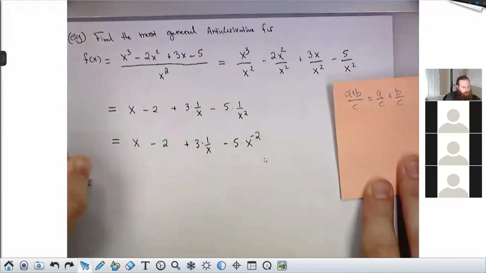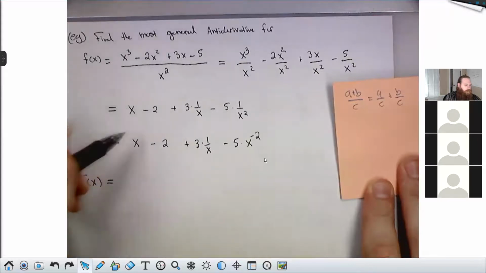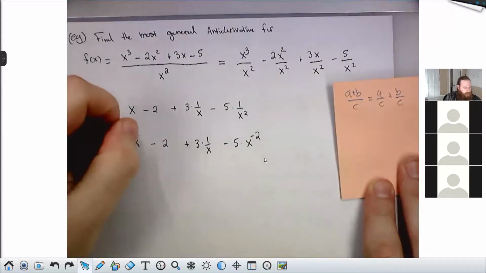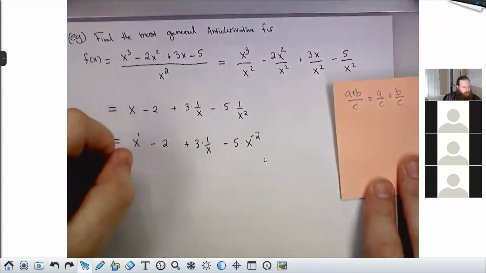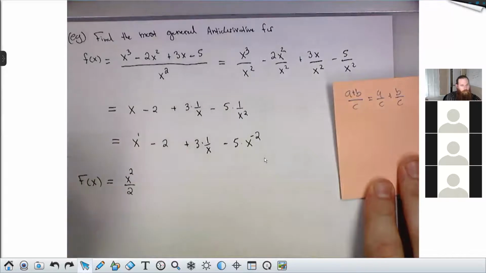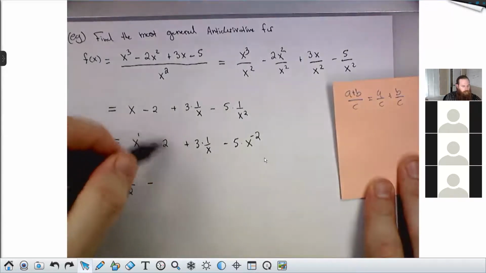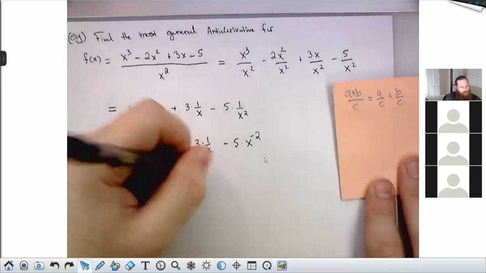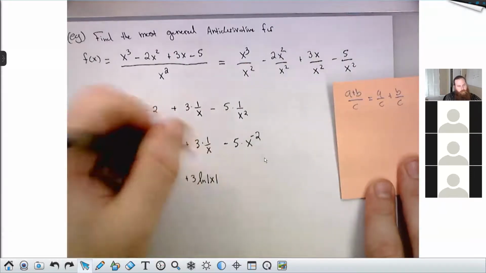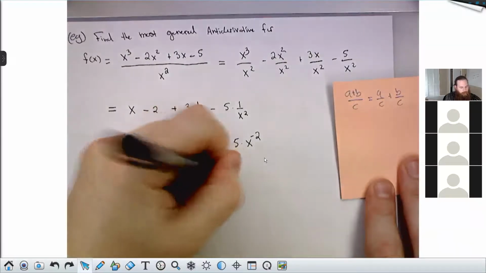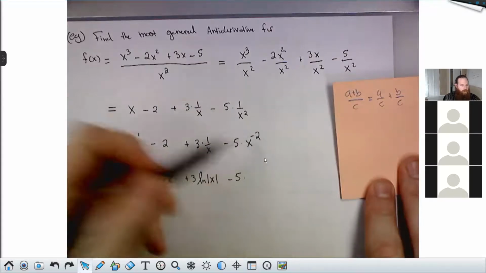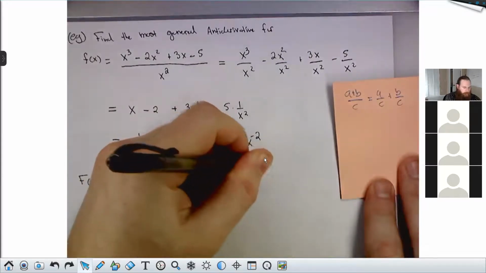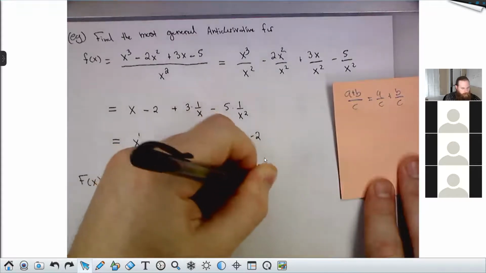So capital F, my antiderivative, is this guy. This is x to the 1. So when I apply the power rule to him, I'll get x to the 2 over 2 minus 2. Well, who has derivative 2? That's just 2x, right? Plus 3 times 1 over x. So that's plus 3 times the natural log of the absolute value of x. Minus 5 times, same rule works great here. This is going to be x to the negative 2 plus 1 divided by negative 2 plus 1, like that.